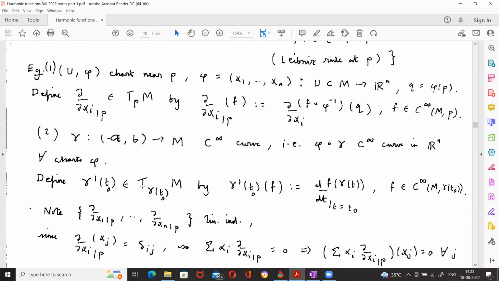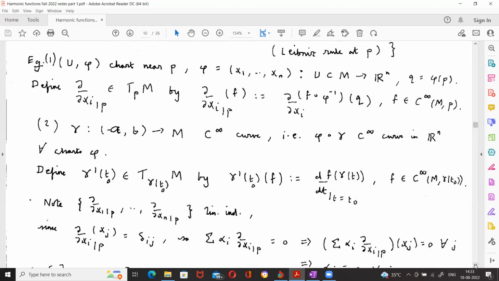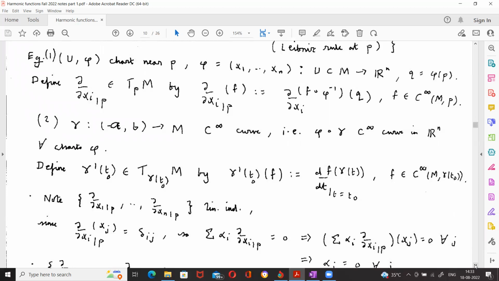We can see that the tangent space is a vector space in a natural way. Now what we want to show is that the tangent space is finite dimensional of dimension n. In fact, these del xi's should form a basis. First of all, it's easy to see that del x1 to del xn are linearly independent, because if I look at the coordinate functions xj, these are smooth functions near P. Then it's easy to see from the definition that del xi of xj is just delta ij, right?